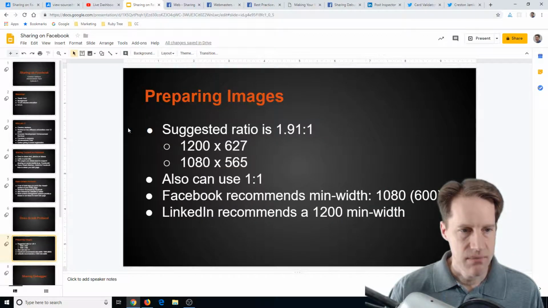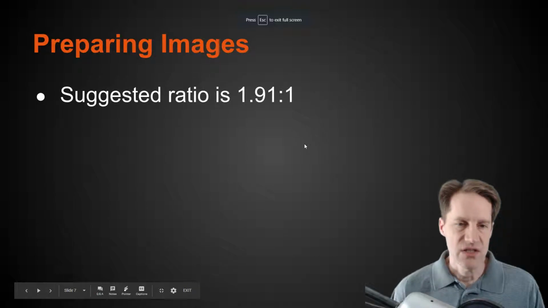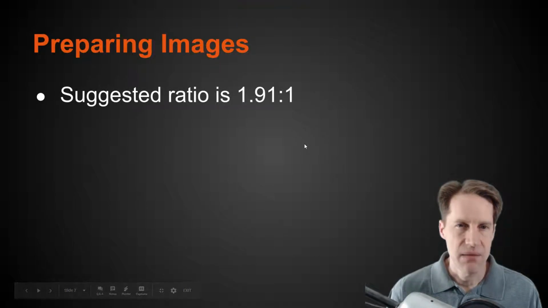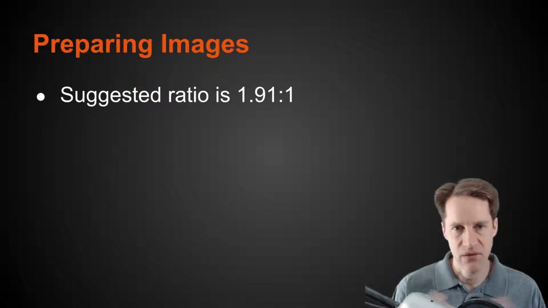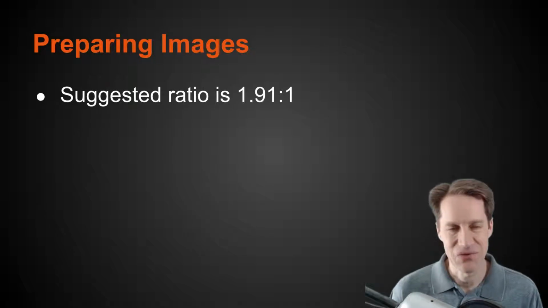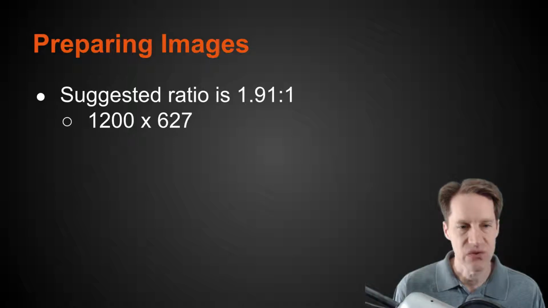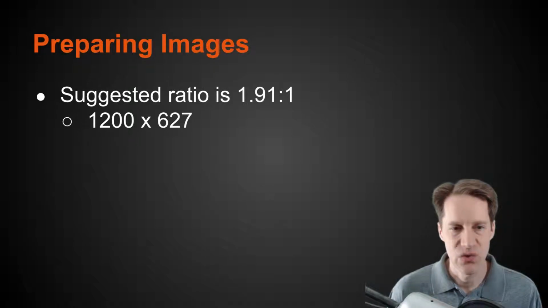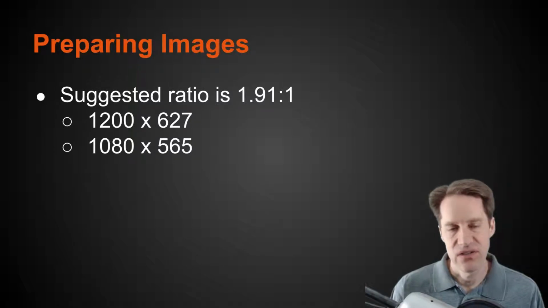Okay, so getting back to the images for a second here. In terms of preparing images, the suggested ratio on many social media sites is basically a 2-to-1 ratio, about twice as wide as it is tall. They use a 1.91 to 1 ratio. So for example, this could be 1200 pixels across by 627 down. It could be 1080 by 565 pixels, and that's another way to do that ratio.